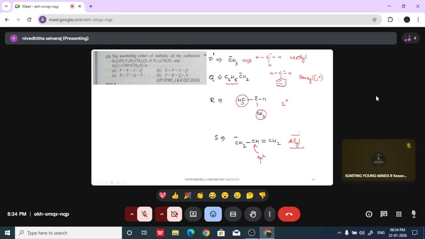Okay. And we know the stability order also for carbanion. What is the stability order? Benzyl carbanion is more stable, then allyl, CH3. Very good. Methyl, primary, secondary, tertiary. That's it. Now, could you please come up with the right answer?